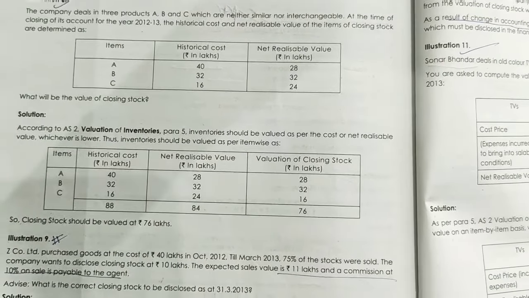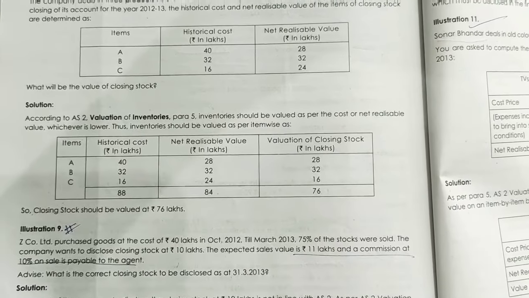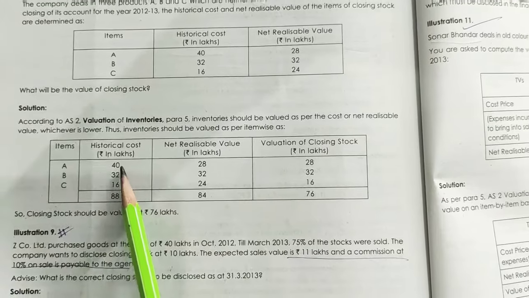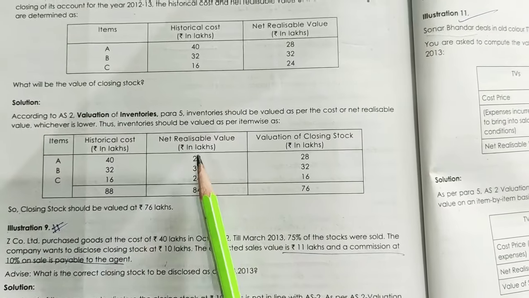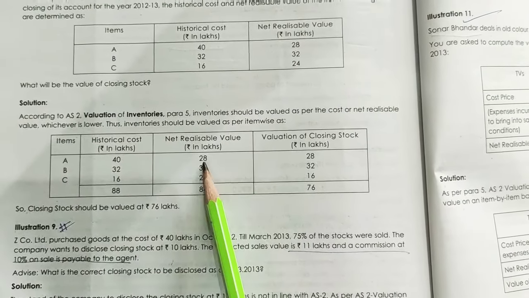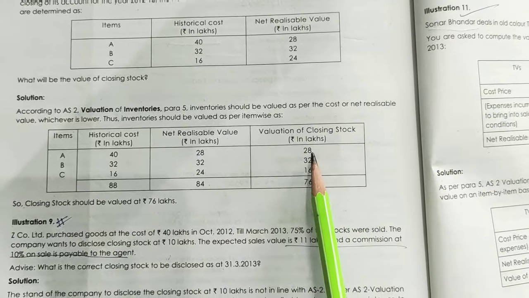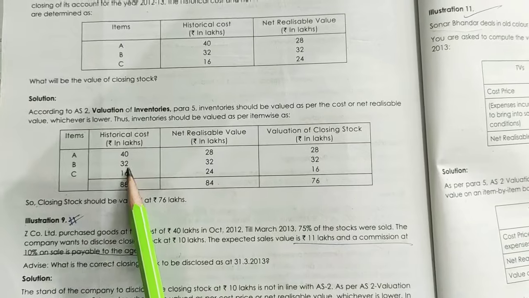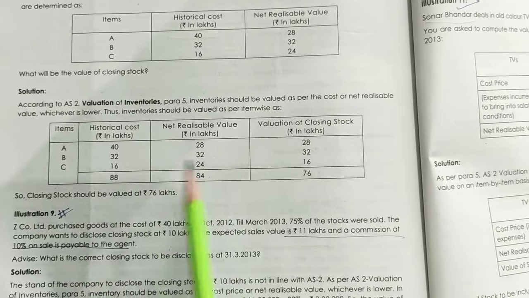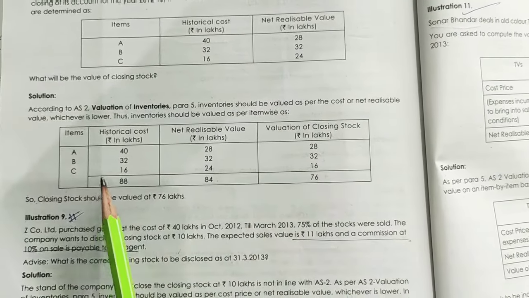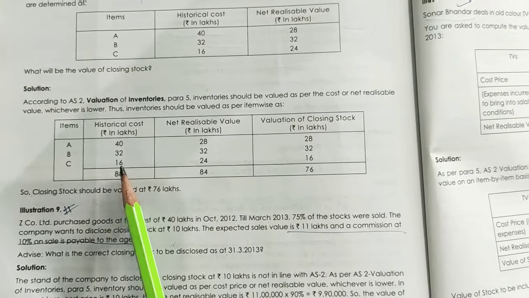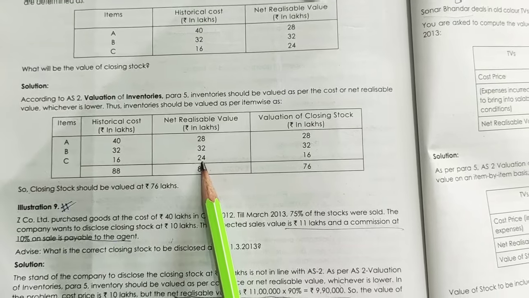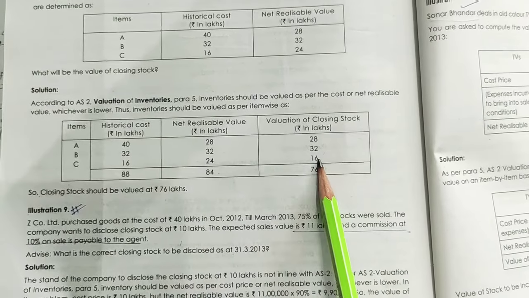The closing stock is the finished goods and it is valued at cost or net realizable value, whichever is less. So A का cost है 40 lakh and net realizable value is 28 lakh. So the value of closing stock will be obviously lower of the two, that is 28 lakh. Likewise for B, it is the same for both, so it will be 32 lakh. And for C, historical cost is 16 lakh and net realizable value is 24 lakh. So the answer will be 16 lakh.